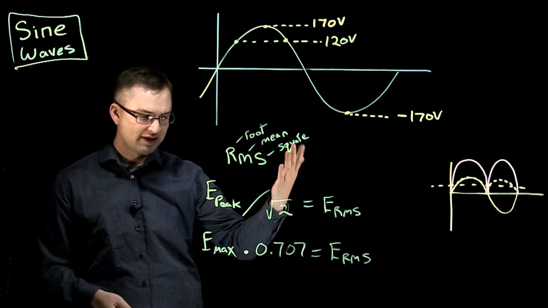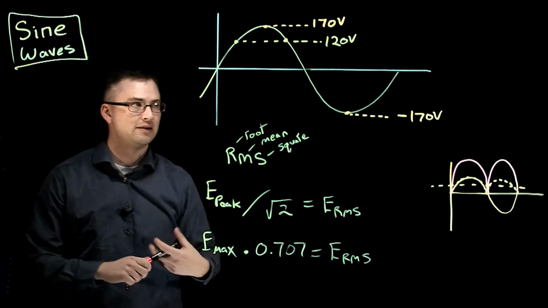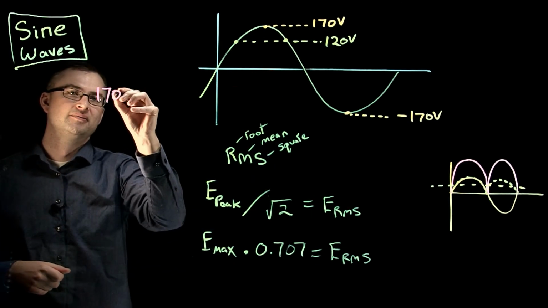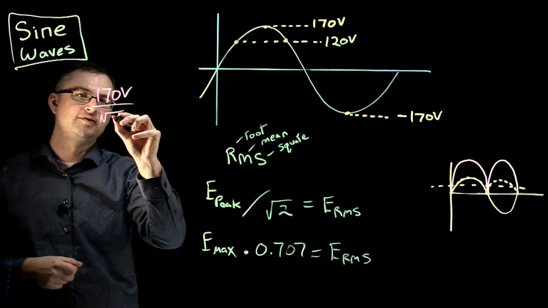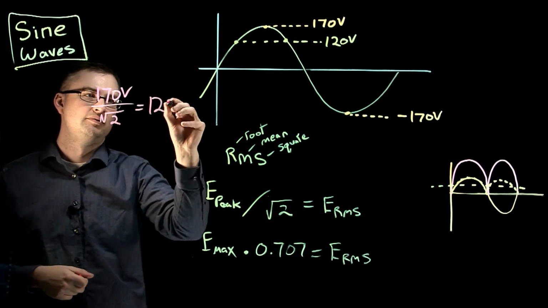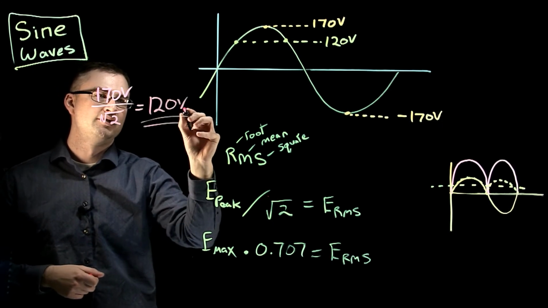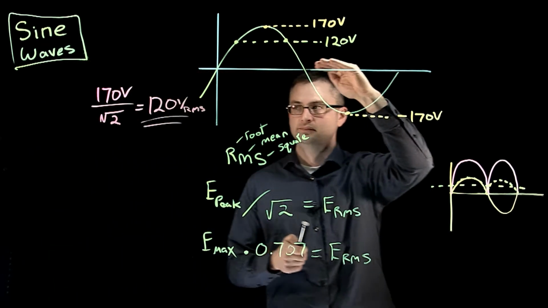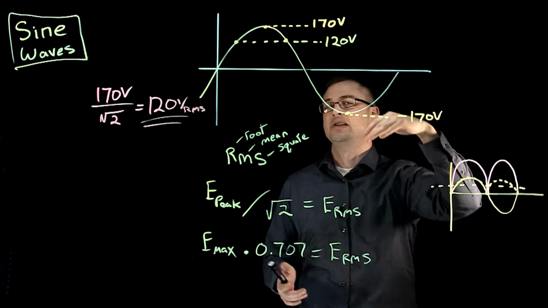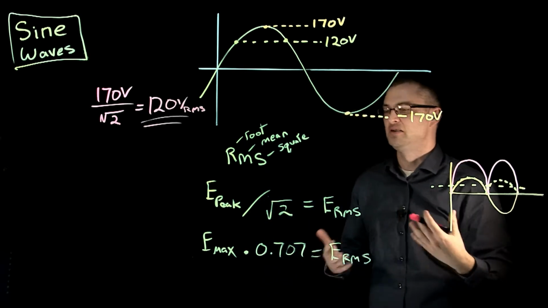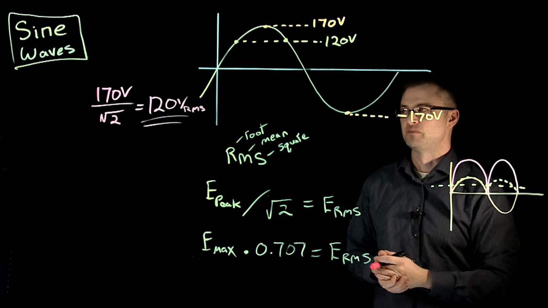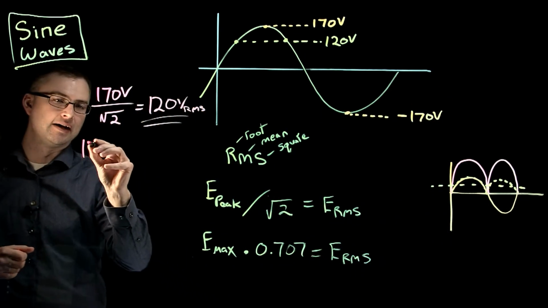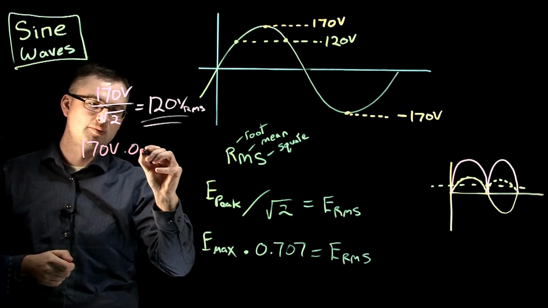Okay, so when we plug it into our numbers up here, what does that look like? We have our E max, which is 170 volts. We're going to divide that by the square root of 2, and that equals roughly 120 volts RMS. That's exactly what we want. This 120, which is the RMS value, or the effective value that we utilize within this sine wave. Same thing we could do as I showed you down here: 170 volts multiplied by 0.707.